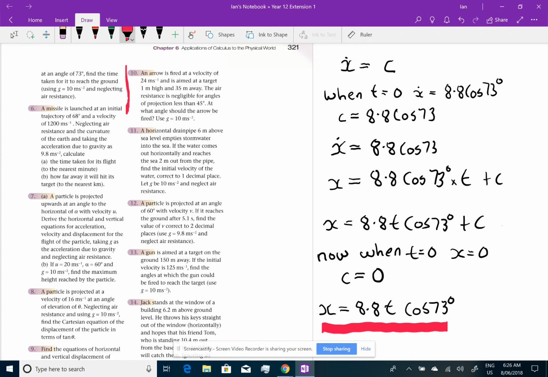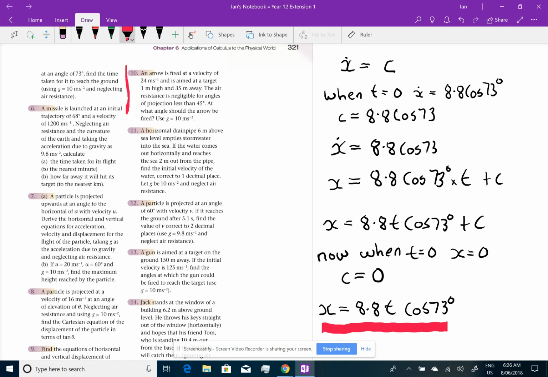So an arrow, we're assuming it's fired from the ground, and we're going to have to take out the height of the person shooting the arrow. So let's assume for some reason that they're lying on the ground. So the arrow is coming from a set point. And it's fired at a velocity of 24 metres per second and aimed at a target 1 metre high, which is 35 metres away. Now we know that if someone was shooting an arrow and they were standing up, the target would probably be the same height, but we're not going to have that situation here.